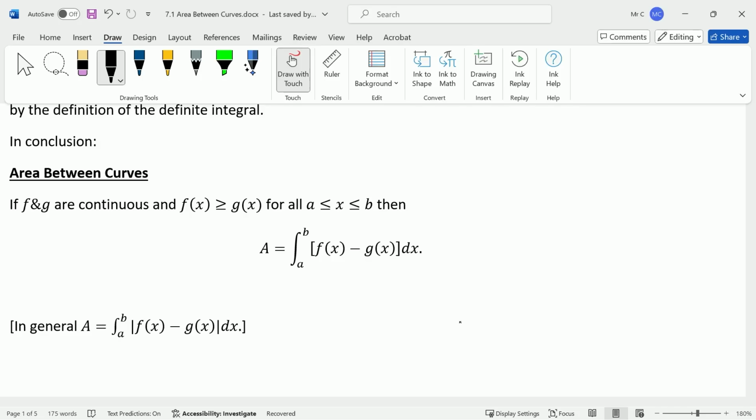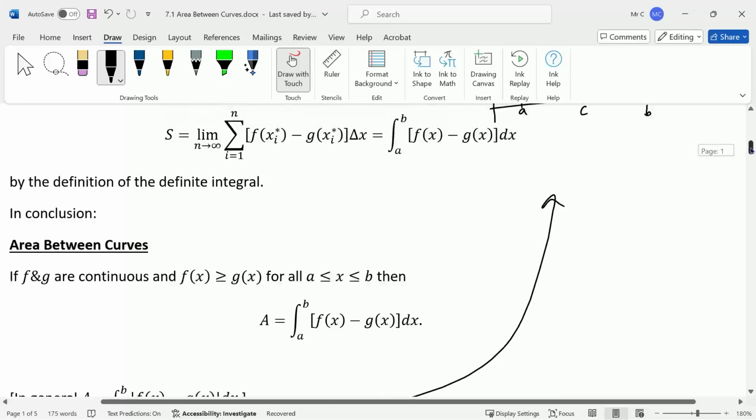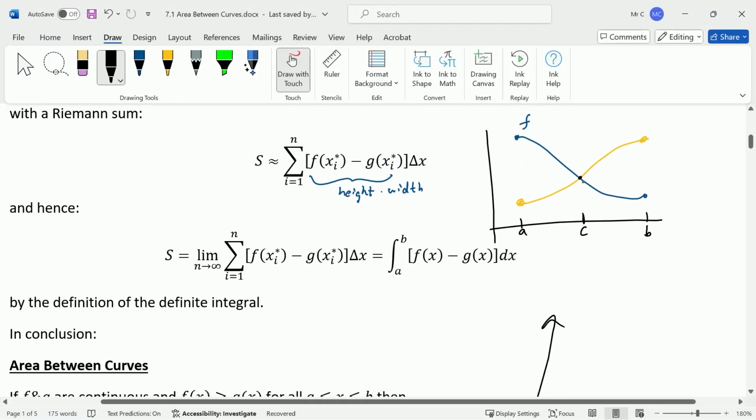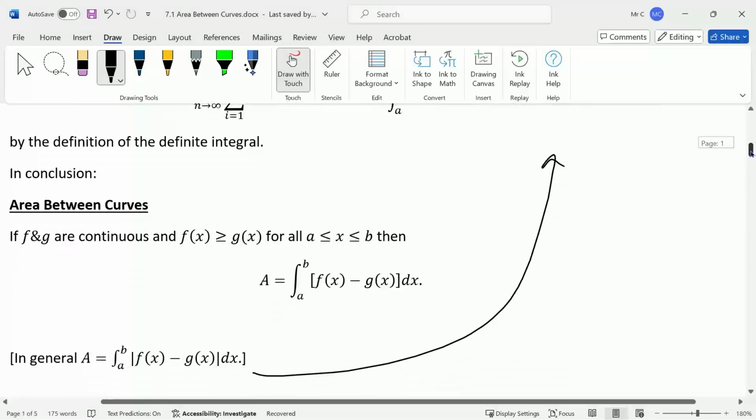Now, in general, the area is always the integral from a to b of the absolute value of f of x minus g of x, but most of the time we don't so much work with the absolute value as the picture we drew earlier, which is to say we split up the integral at that border where the functions cross over, and we would do f minus g on the interval from a to c, and g minus f on the interval from c to b.